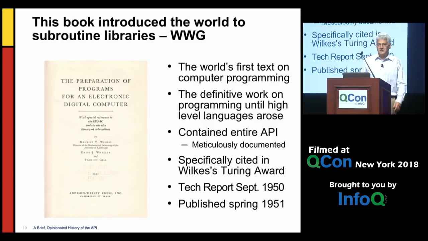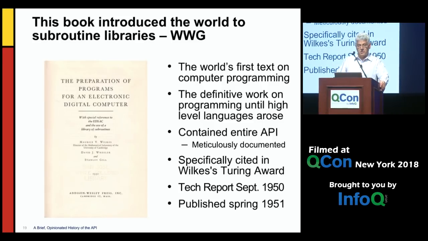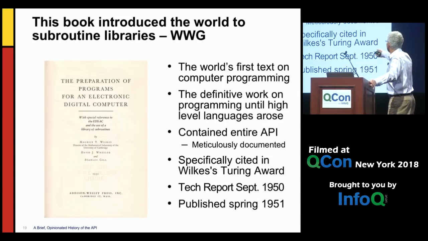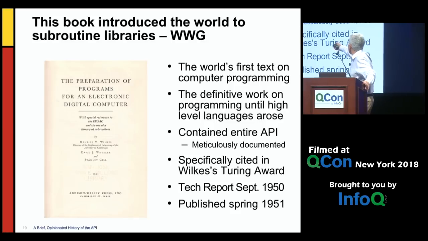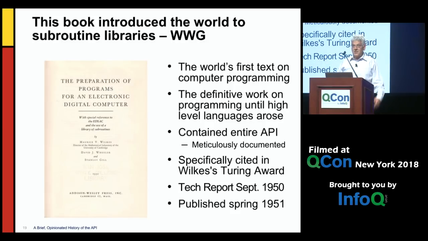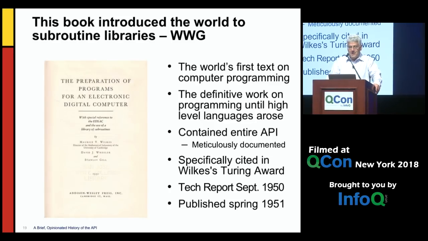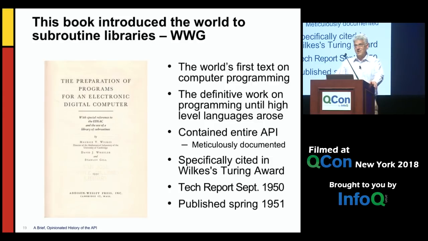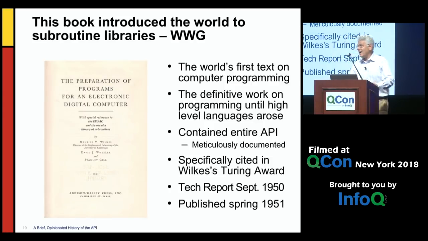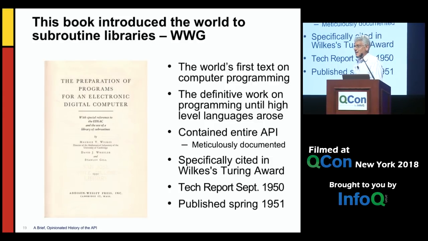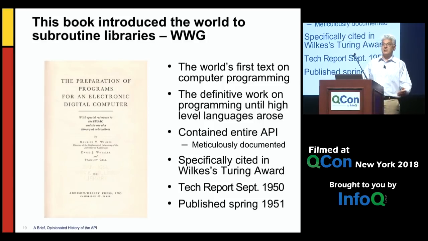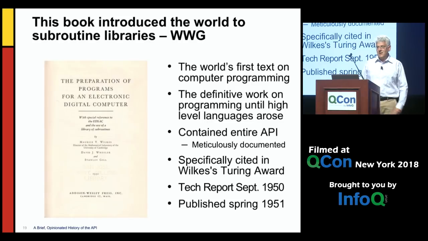It's got a long name, The Preparation of Programs for an Electronic Digital Computer, with reference to EDSAC and the use of a library of subroutines. So they knew right up front that the subroutine library was the most important thing in this book, and they put it in the title. This was the world's first text on programming. This was it. And for the next decade, it was like the only text on programming. It was as important as any programming book is now, though it is largely forgotten in this era.